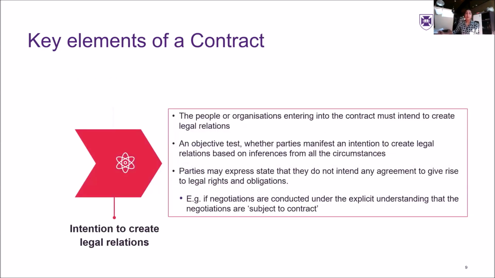So the next one we have is intention to create legal relations. The parties involved in entering into the contract must intend to create legal relations. Although we're using the word intention here, it describes what would objectively be conveyed from what was said or done. So we're not actually searching for uncommunicated subjective motives or intentions of the parties. If we were assessing their intention to create legal relations, we would be looking at the facts in each case and the state of affairs.